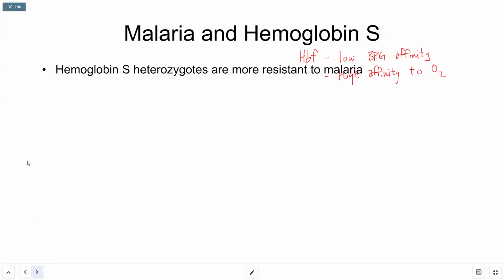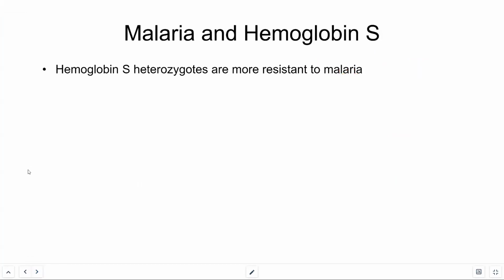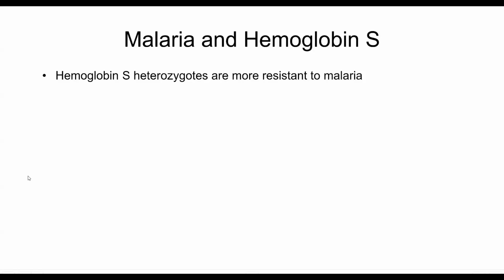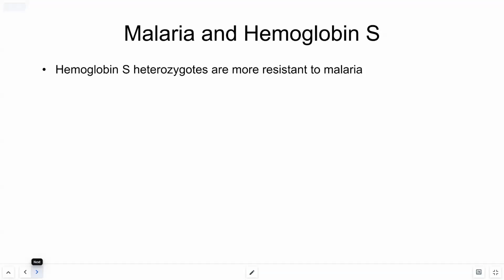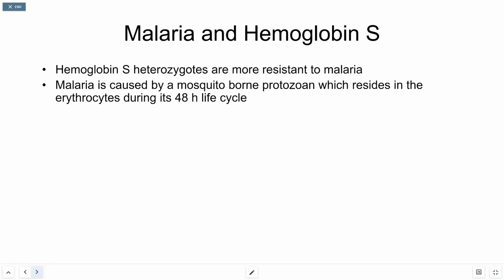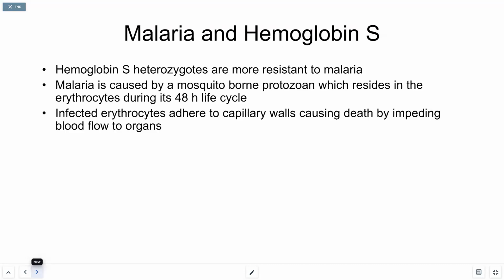Now, malaria: if someone is a hemoglobin S heterozygote, they're more resistant to malaria than people with wild type hemoglobin. Malaria is caused by a mosquito-borne protozoan, which resides in erythrocytes during its 48-hour life cycle. Now, infected erythrocytes adhere to capillary walls, causing death by impeding blood flow to organs.